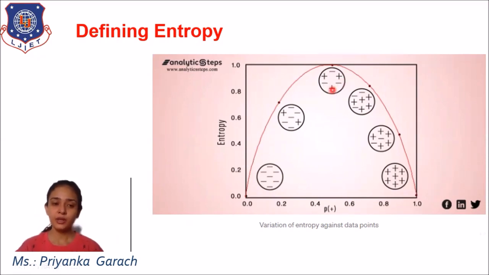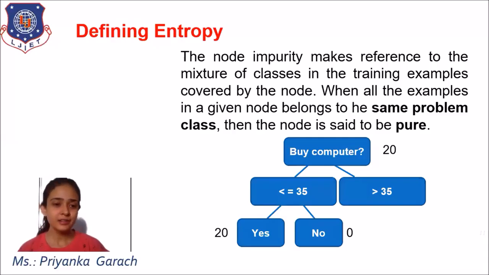So at that time, you can say that maximum impurity is there and the entropy value is highest. Let us clear this further. The node impurity refers to the mixture of classes in the training examples covered by the node. When all the examples in a given node belong to the same class, the node is said to be pure. This is very important.